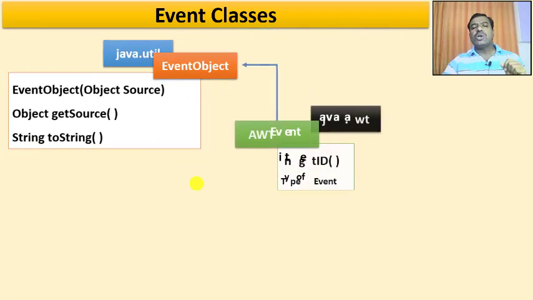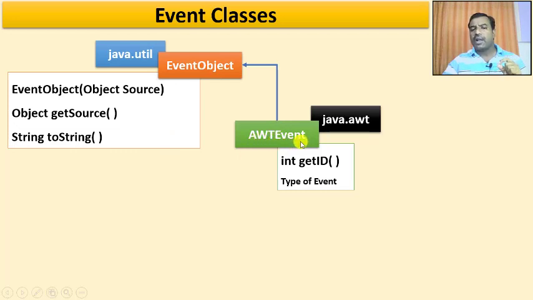Now I am going to have one more class called AWT event, Advanced Window Toolkit event class. This class is inherited from the event object class. As event object is a superclass, AWT event is a subclass. Event object is available in the package java.util, and this class is available in the package java.awt. Now this is the main class we use whenever we talk about graphical user interface. An AWT application, or a GUI application, needs this important class.